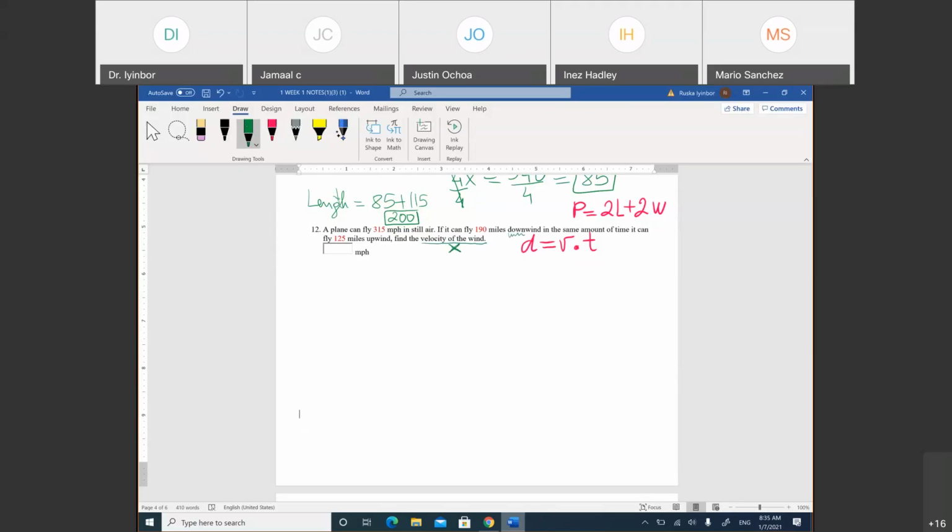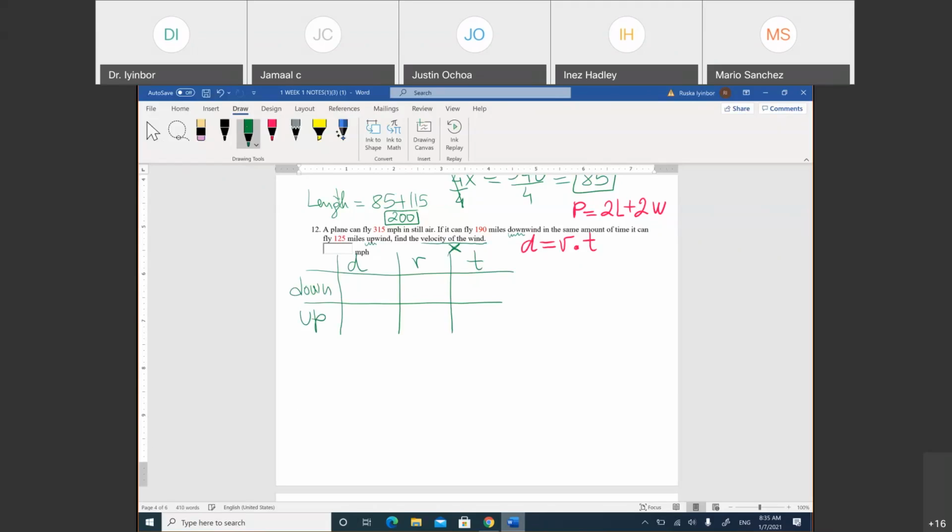So I'm going to set up a little table here, so it's going to be easier to understand and see what's going on. So I'm setting up a little table. These are my case scenarios. We have, let's say, downwind, and we have upwind, right? Then I'm going to put, in this form, the distance, the rate, and the time. What is the distance, what is the rate, and what is the time?